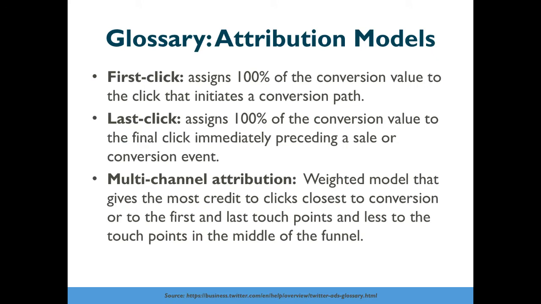The first thing you'll hear about is attribution models, and this is basically how you determine which advertisement or which instigator caused a person to do what you want them to do, whether it was give you their email address or follow your account or go to your website or make a purchase. So the first click attribution assigns 100% of that conversion value to the click that initiates that conversion path.